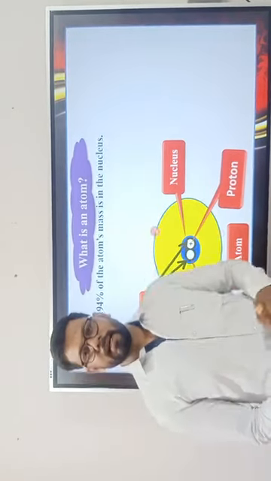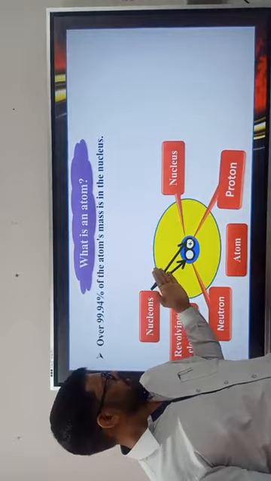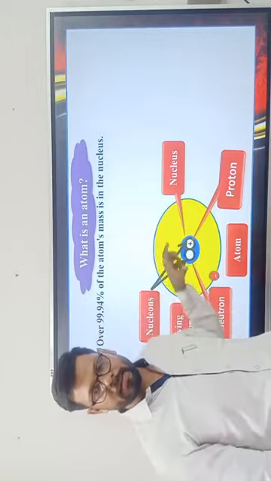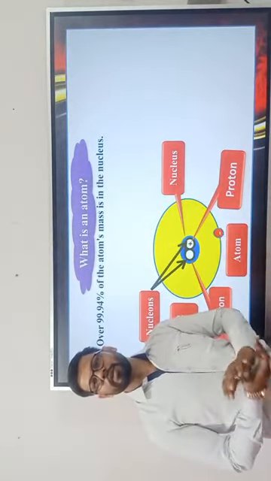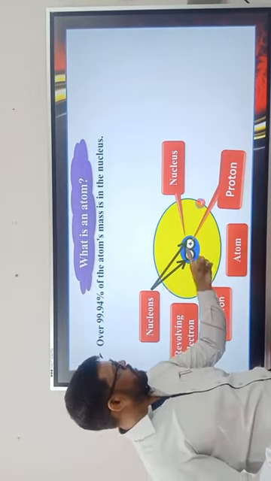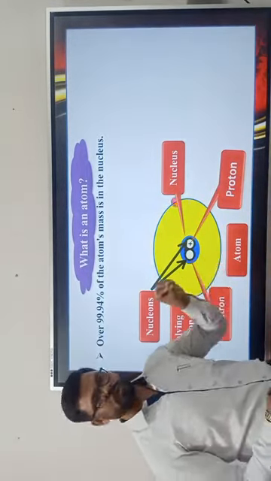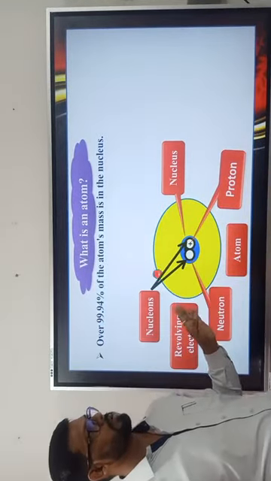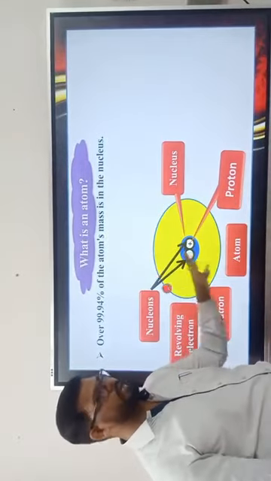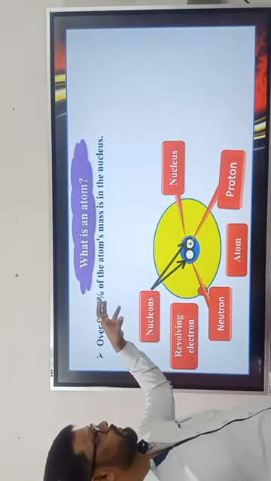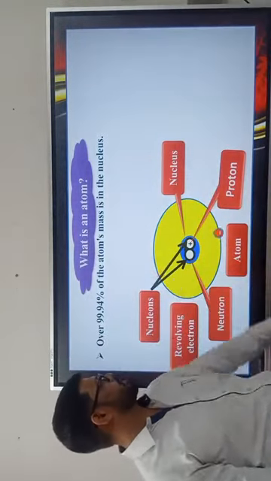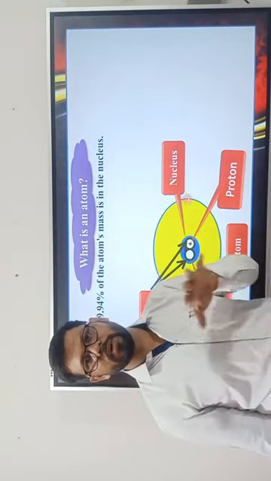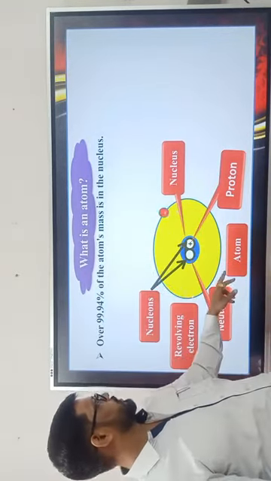One more important property that an atom possesses is that 99.94% of the mass of an atom is concentrated in the nucleus. That means majorly neutrons and protons contribute to the mass of an atom, whereas electrons have almost negligible mass. Therefore the mass of an atom is concentrated in the nucleus, whereas the extranuclear part doesn't contribute appreciably to the atomic mass.